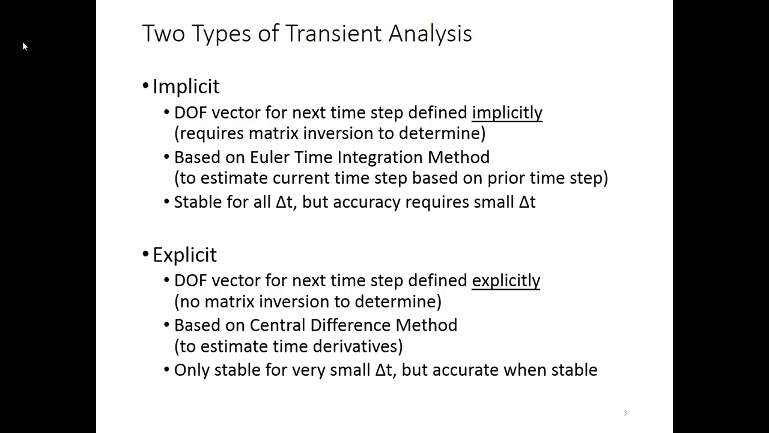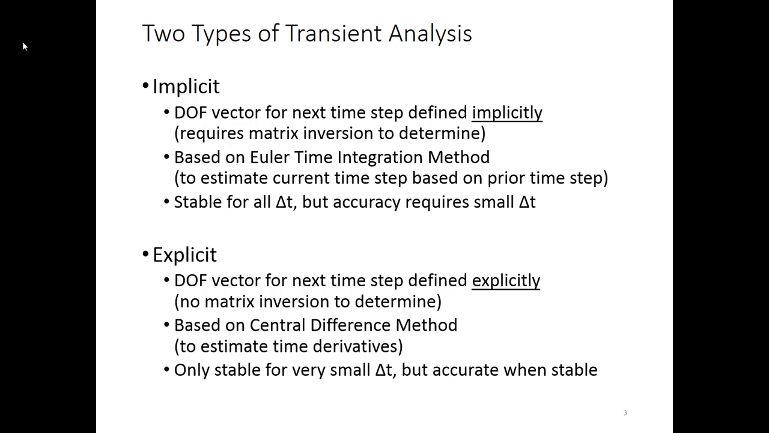The implicit method is stable for all delta t. So you can go to a very large time step and it won't explode on you. However, it will become inaccurate. So just like with FEA, the size of the delta t matters in terms of your accuracy. For explicit, the analysis will actually blow up if you go beyond a very small time step, but as long as it doesn't blow up, you can be confident that it is accurate.